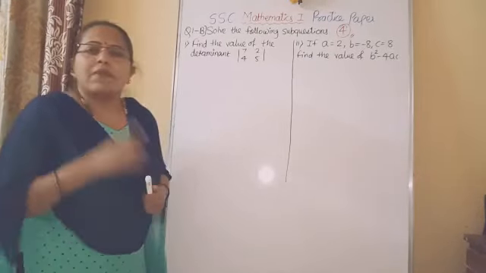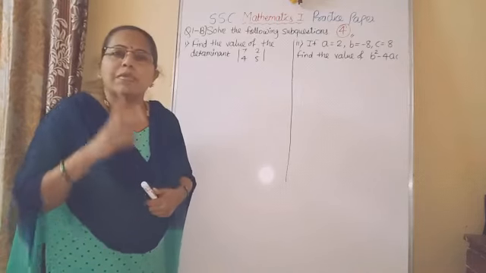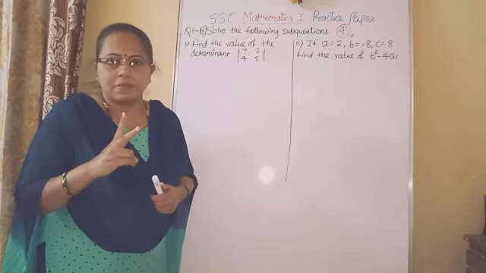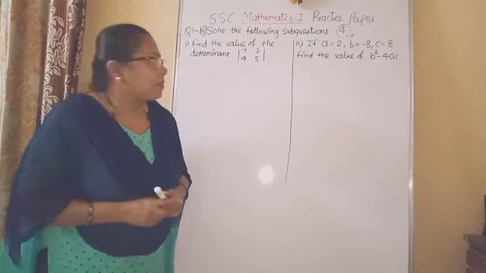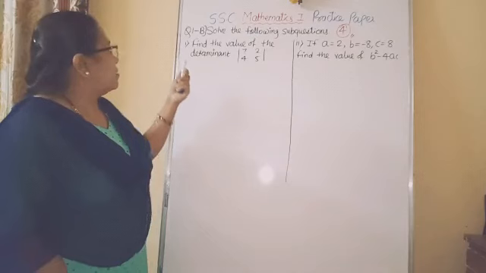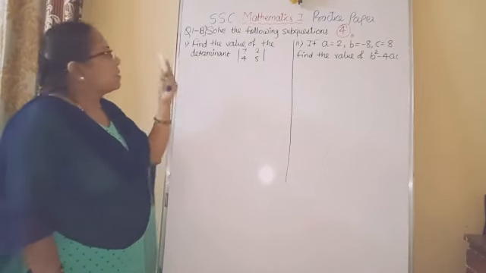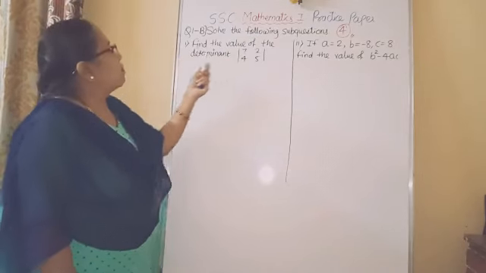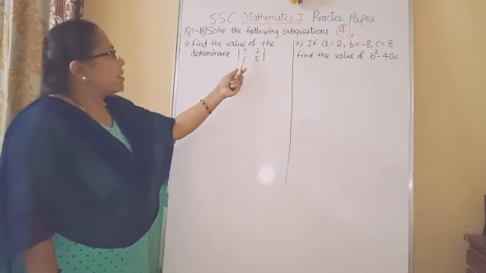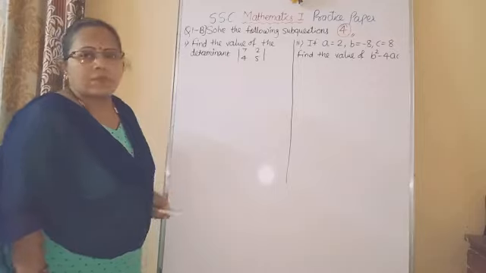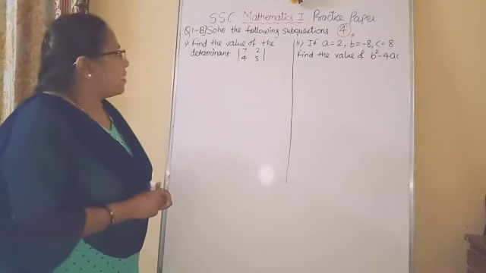So, students, for a 1 mark question, you have to use minimum 2 steps. Okay, minimum 2 steps for half a mark each. So let us solve this question. Sub question number 1. Find the value of the determinant. Here the determinant given is 7, 4, 2, 5. So let us find the value.